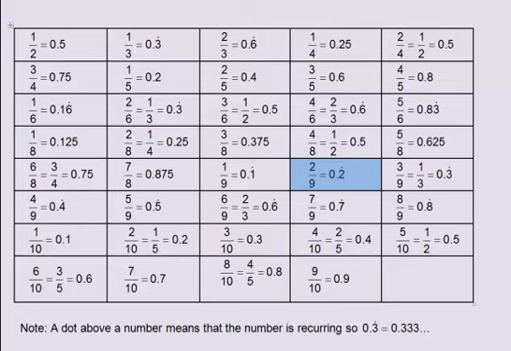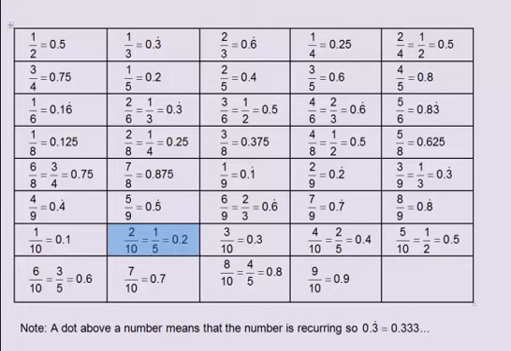2/9 equals 0.2 recurring. 3/9 equals 1/3 equals 0.3 recurring. 4/9 equals 0.4 recurring. 5/9 equals 0.5 recurring. 6/9 equals 2/3 equals 0.6 recurring. 7/9 equals 0.7 recurring. 8/9 equals 0.8 recurring. 1/10 equals 0.1.